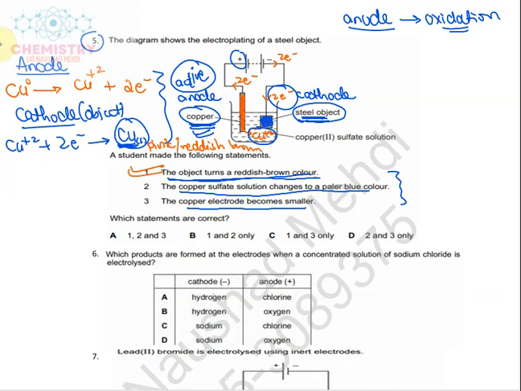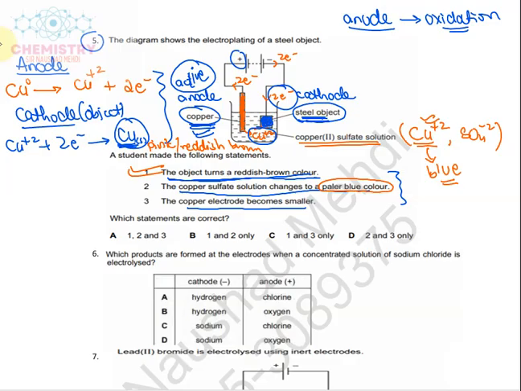Now the second statement is saying the copper sulfate solution changes to a pale blue color. Just remember, the initial solution was copper(II) sulfate. So copper(II) sulfate means that originally it has copper ions and sulfate ions. Whenever copper ions are present in the solution, the color of the solution is blue. So initially the color of the solution is blue because of the presence of the copper ions in the electrolyte. Now during the electrolysis, what is happening?